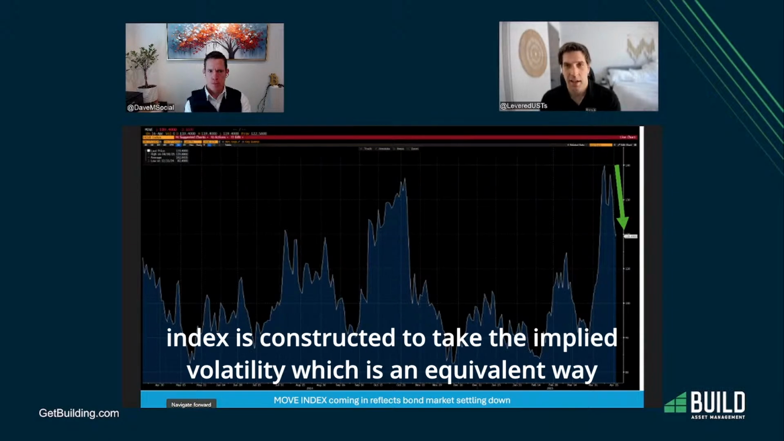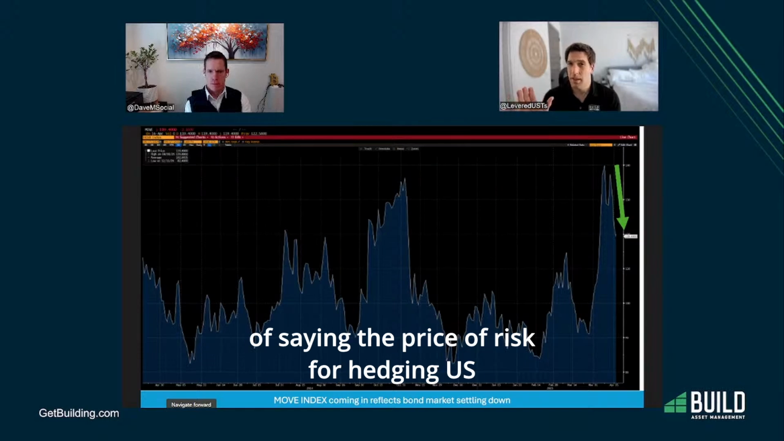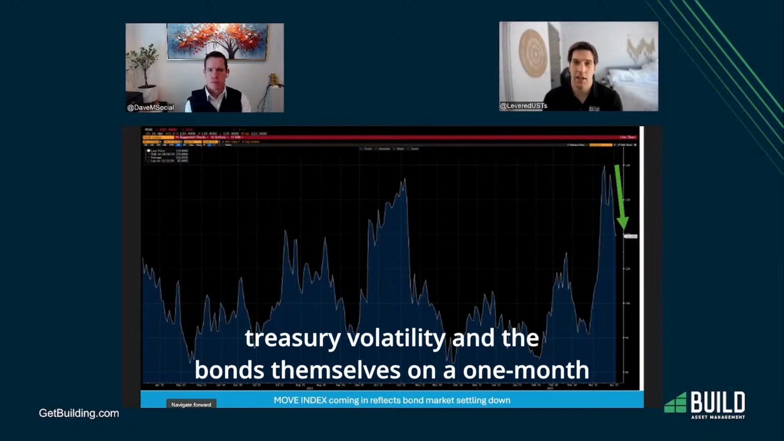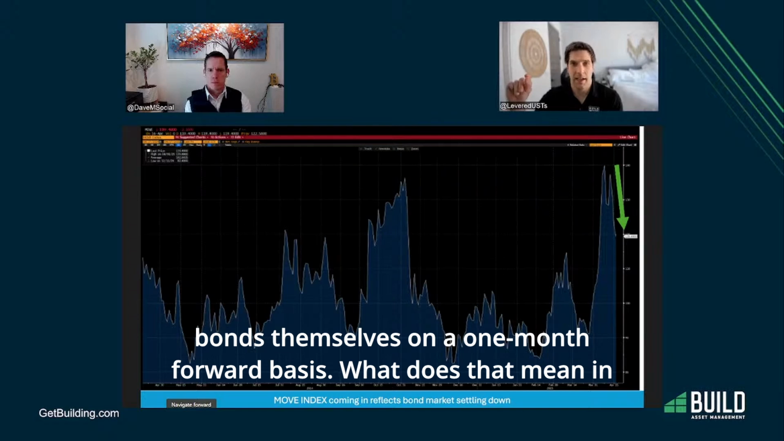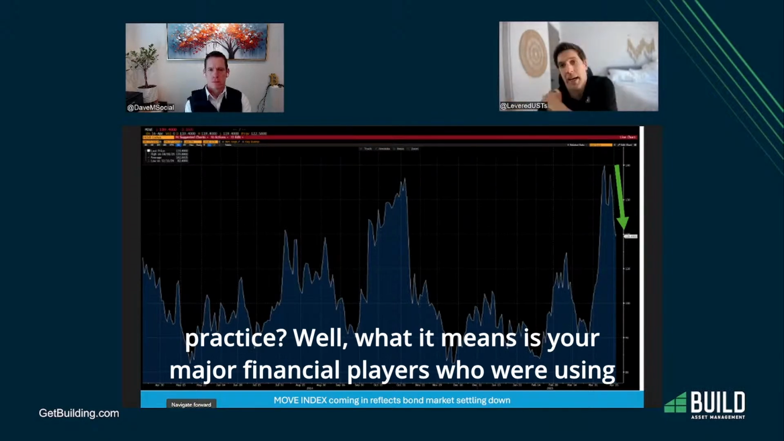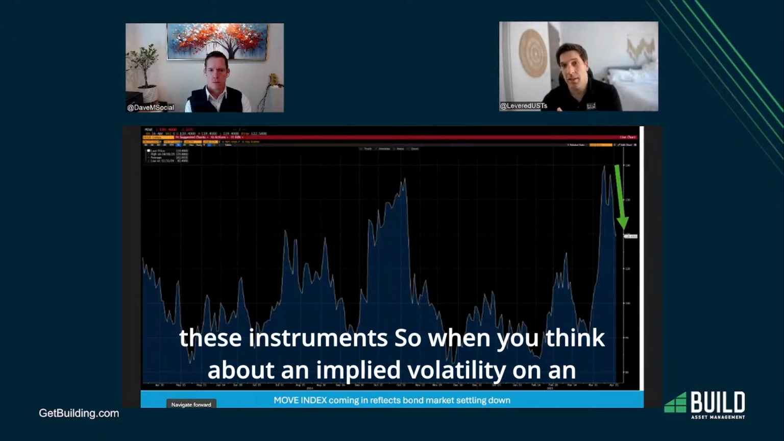This index is constructed to take the implied volatility, which is an equivalent way of saying the price of risk, if you will, for hedging U.S. Treasury volatility in the bonds themselves on a 1 month forward basis. What does that mean in practice? Well, it means your major financial players are the ones using these instruments.